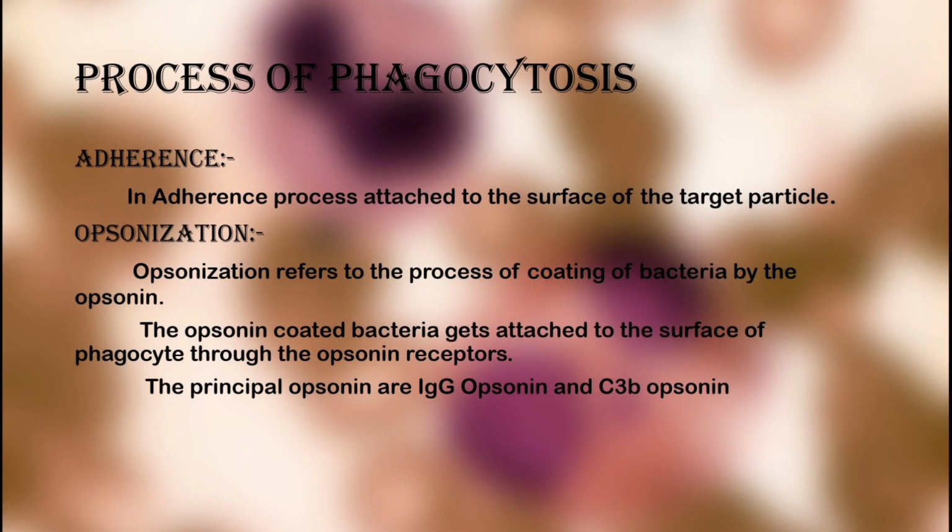Adherence. In the adherence process, the phagocyte attaches to the surface of target particles. Opsonization. Opsonization refers to the process of coating of bacteria by opsonin. Opsonin-coated bacteria get attached to the surface of the phagocyte through the opsonin receptor. The principal opsonins are IgG and C3b.